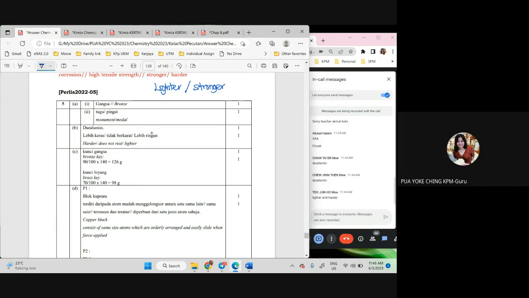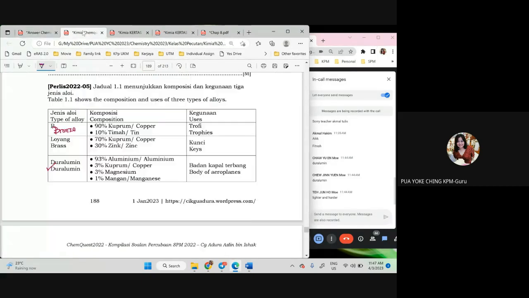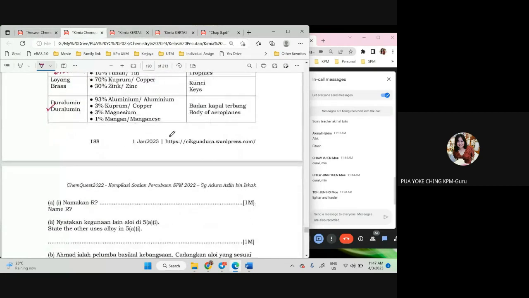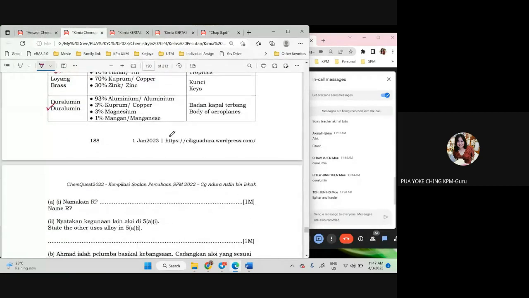You have lighter, you have mark; stronger, you have mark. But if the answer scheme is like this, lighter and stronger, there is no word stronger, it's wrong. Okay? So, remind yourself on your own. For duralumin, you put 2. Lighter and stronger. Okay? Duralumin must be 2. Lighter and stronger.